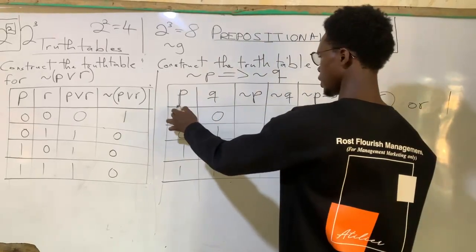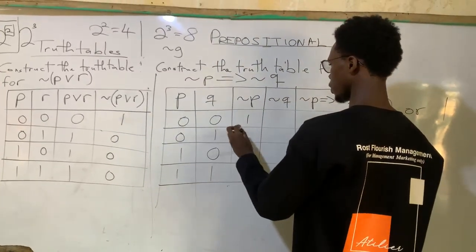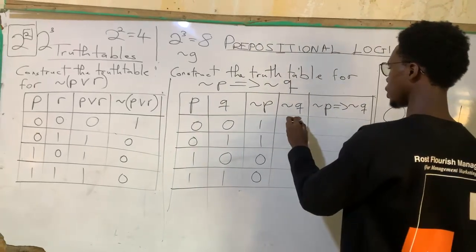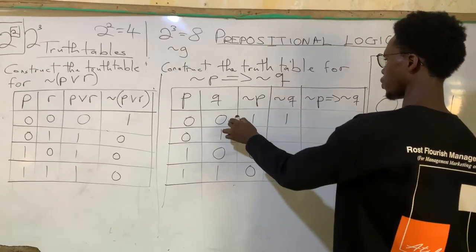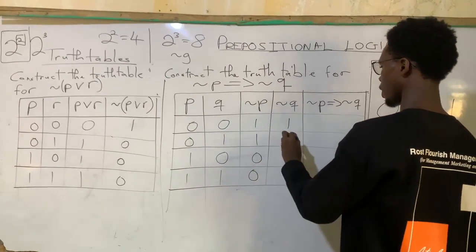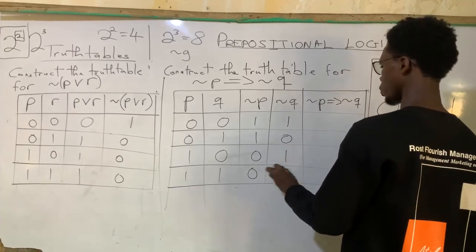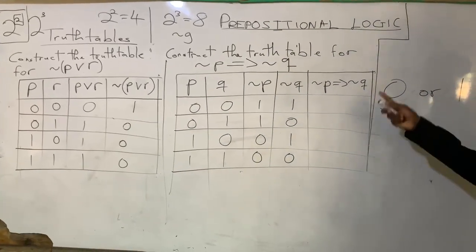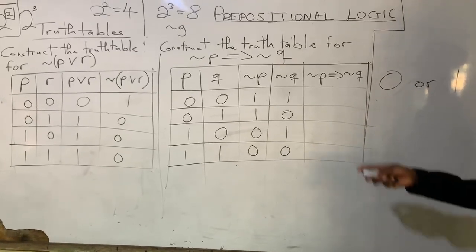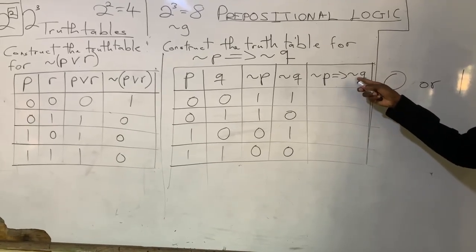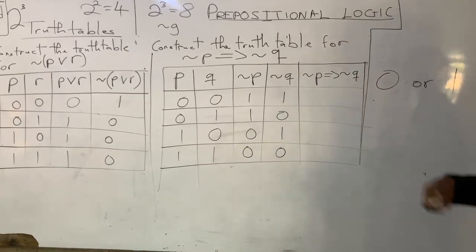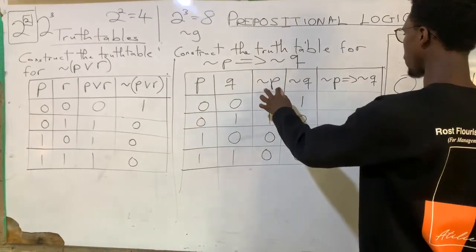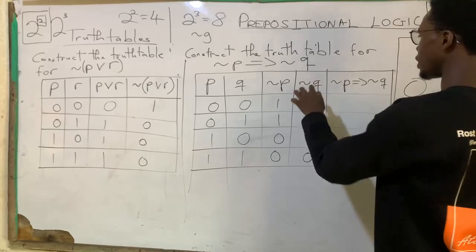So this is P. Let's negate it. Not 0 is 1. Not 0 is 1. Not 1 is 0. Not 1 is 0. Not Q. Same thing. We're going to alternate. 0. Not 0 is 1. Not 1 is 0. And like that. Not 0 is 1. Not 1 is 0. Good. Then we have not P implies not Q. Right? So not P implies not Q. That's what this means, or that's how you read it. So what is not P? This is where not P is. This is a column. Then what? Not Q. So we are dealing with this too.